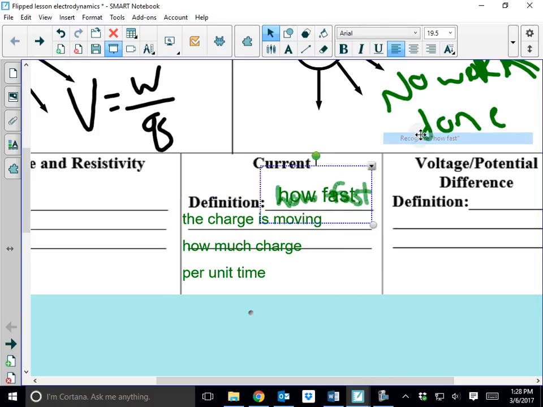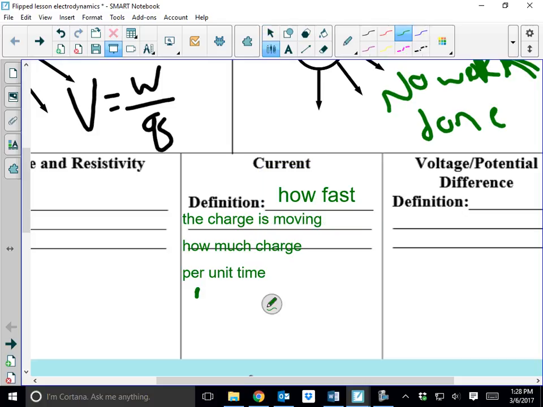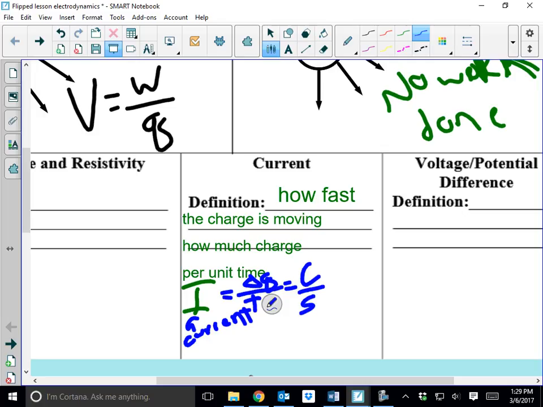So how fast the charge is moving and how much charge per unit time. If we look at our reference tables, we see that the symbol we use for current is I. Current equals delta Q over time, where Q is charge, which we measure in coulombs, divided by time, which is coulombs per second, and that actually equals amps. It's actually ampere, but we say amps and we use the letter A.